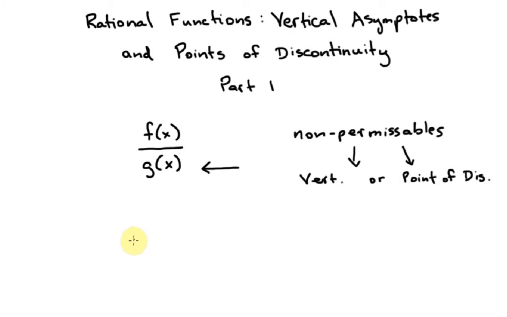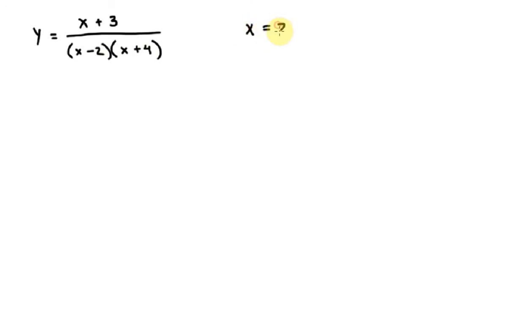So I'm going to clear off this little screen, and with the help of a graphing calculator, I went ahead and I graphed the following function. On the top was x plus 3, and on the bottom I had x minus 2 times x plus 4. And you notice this is in the factored form. It makes it much easier to identify these if it's already factored for us. So there are two non-permissible locations. There is x is 2, and there's x is negative 4.